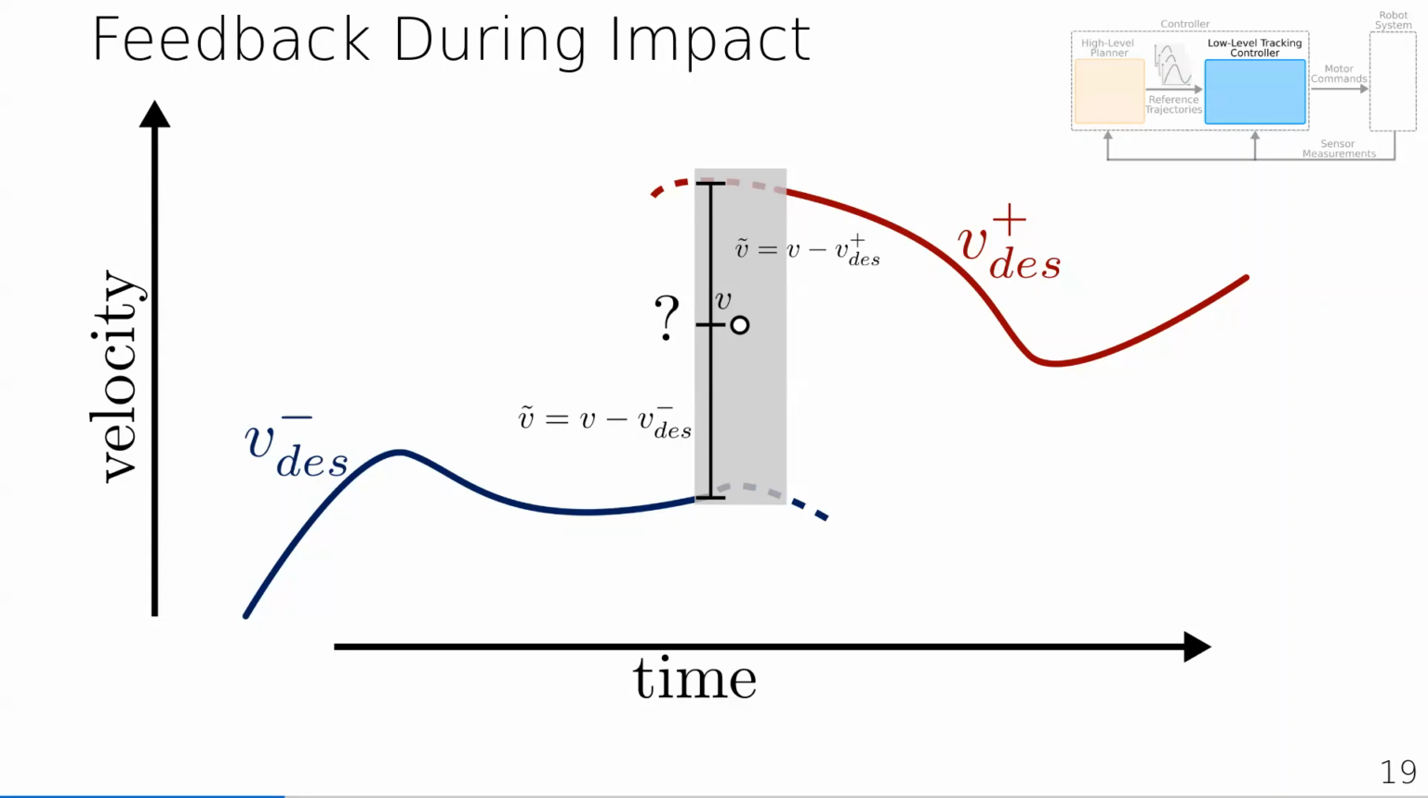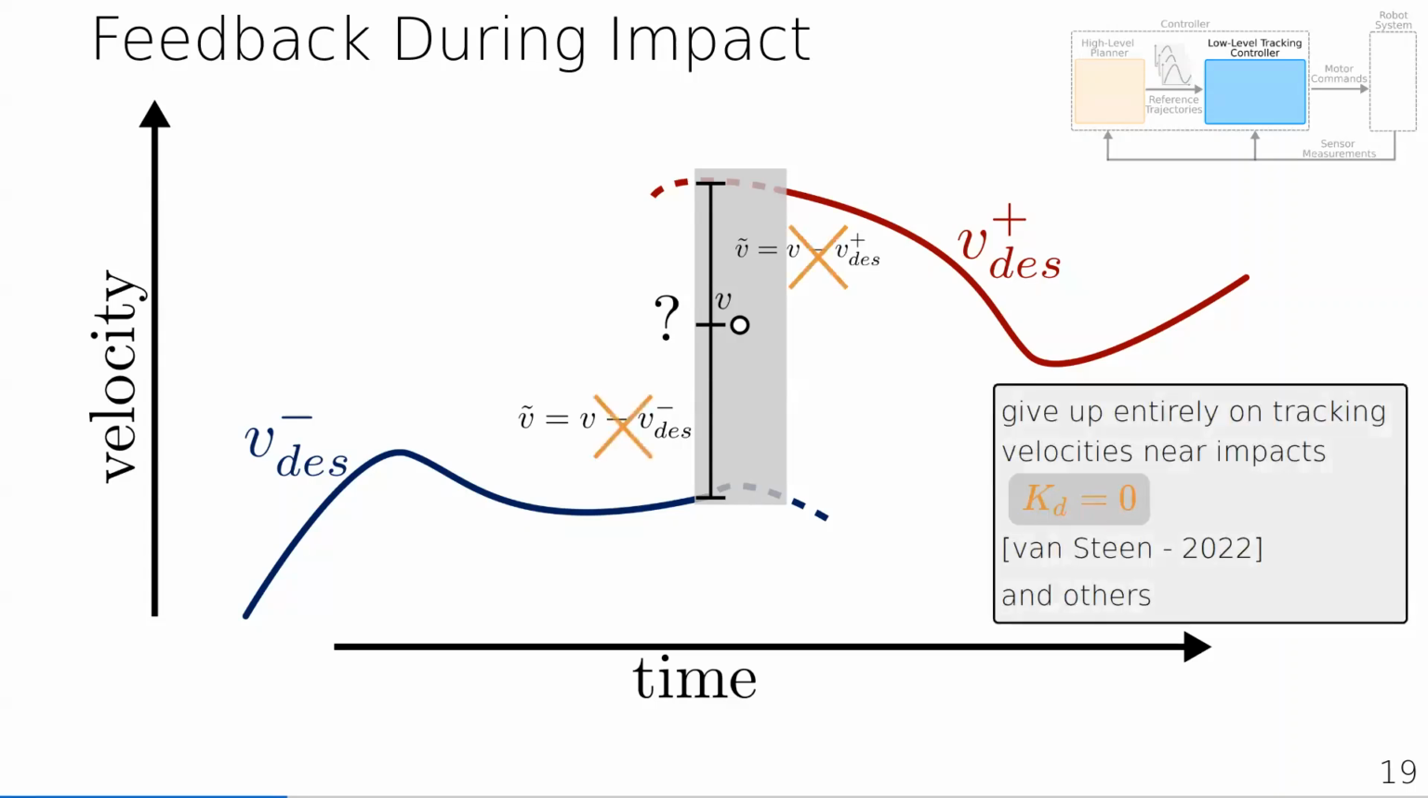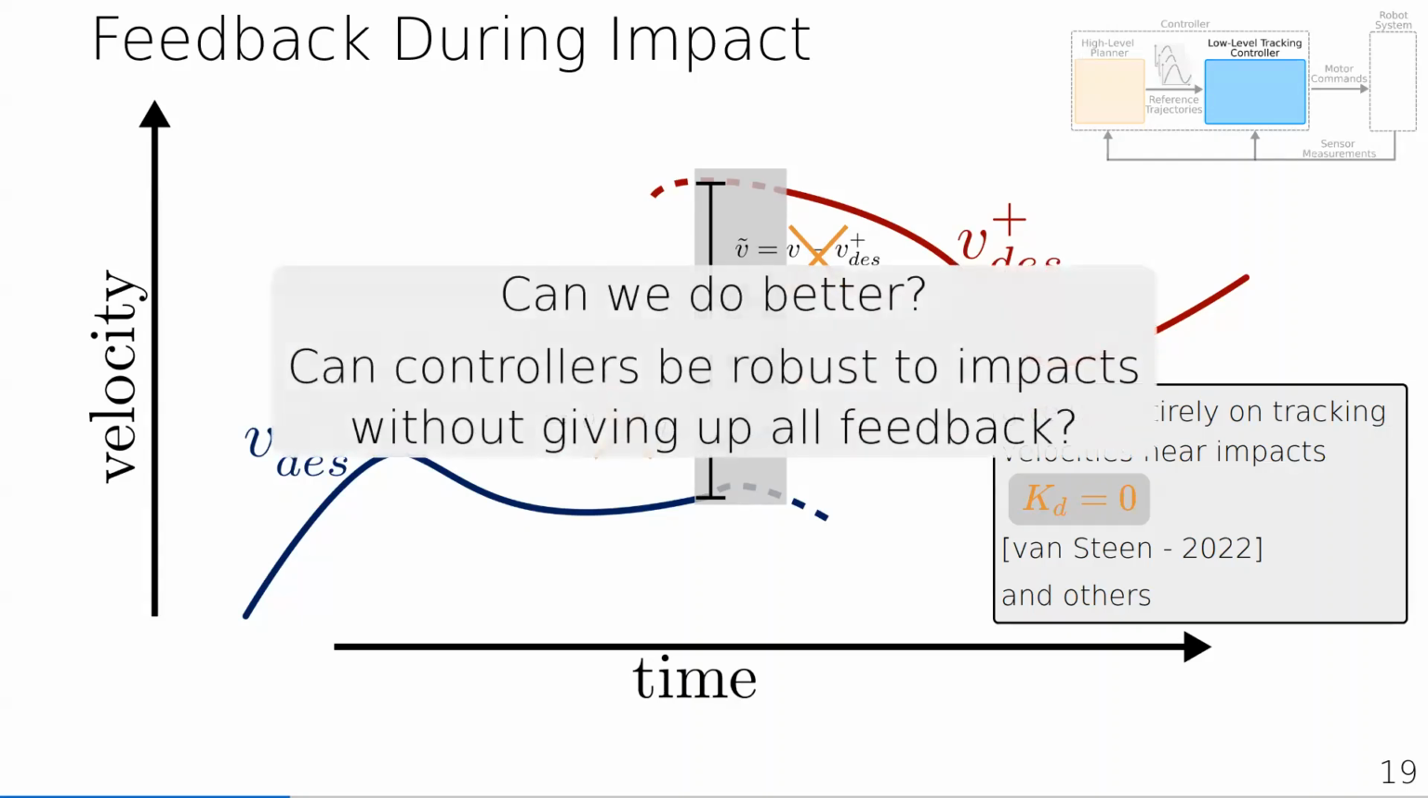And when implementing controllers on real robots, you just have to do something special near impacts in regards to feedback. This typically takes the form of some heuristics, such as reducing or blending controller gains, or explicitly including a separate mode right near impacts, where robots essentially have to give up on tracking velocities at impact. This seems kind of drastic, and it begs the question of, can we do better? And can we make controllers robust to impact without giving up all feedback?